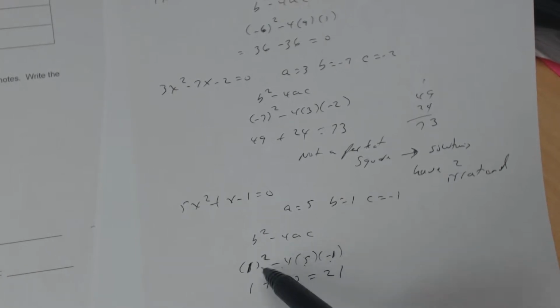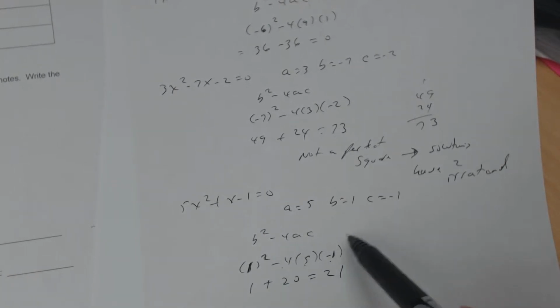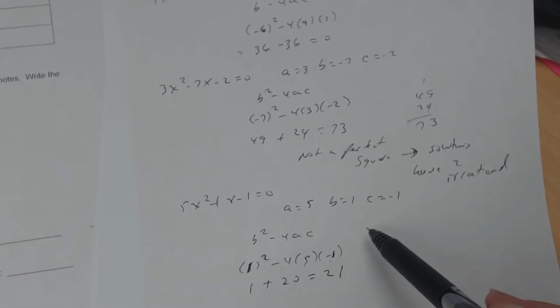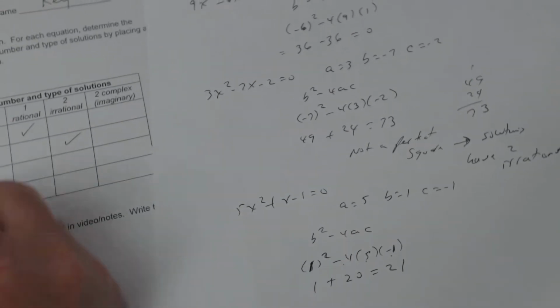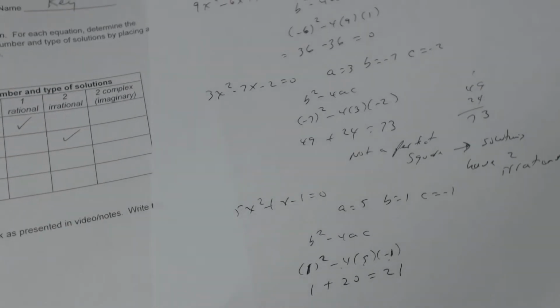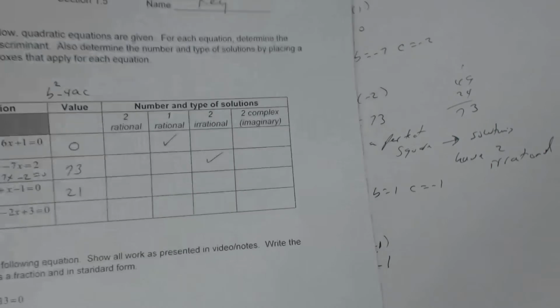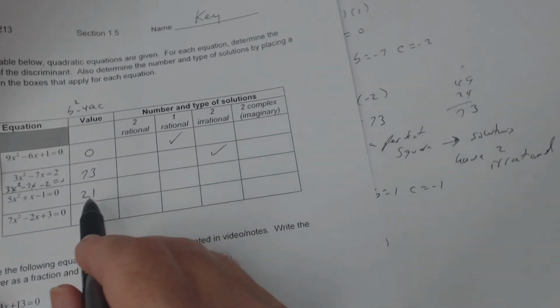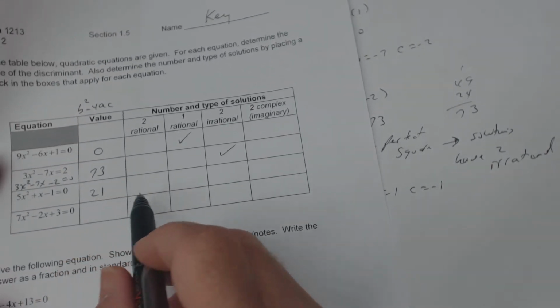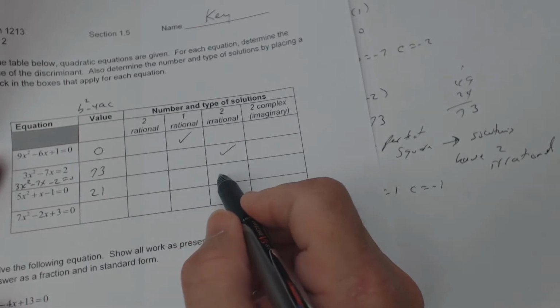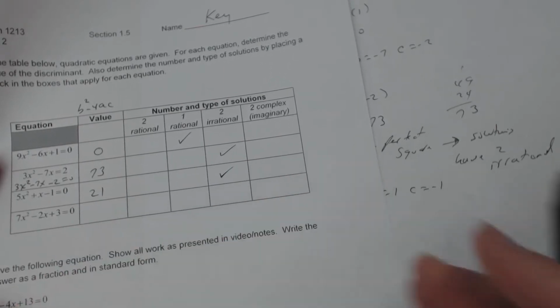So let's make sure I wrote this right. B squared minus 4ac. Alright, so 21. So again, this is not a perfect square, so it's going to be 2 irrational solutions.